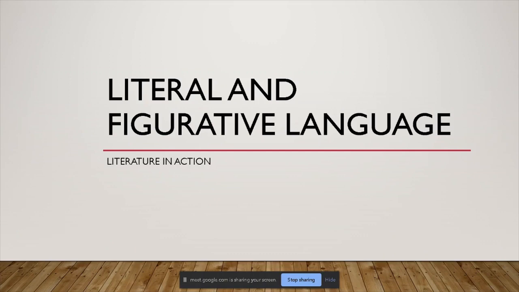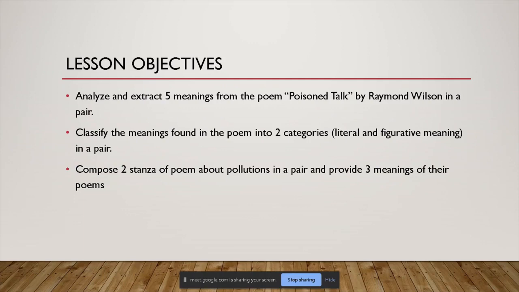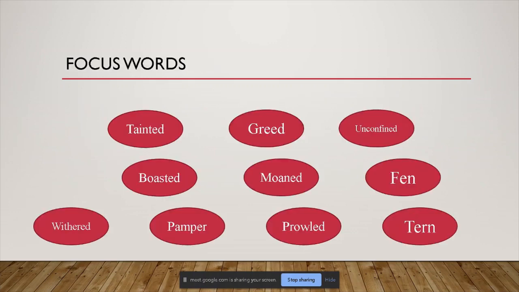Can you see my screen? Yes, sir. These are the lesson objectives for today. All of you need to analyze and extract 5 meanings from the poem Poison Thought by Raymond Wilson in a pair. Then you have to classify the meanings found in the poem into 2 categories. I will give you the files later. After that, the last work, you have to compose 2 stanzas of poem about pollution in a pair and provide 3 meanings of your poems. I'll give the documents to all of you later on, okay?